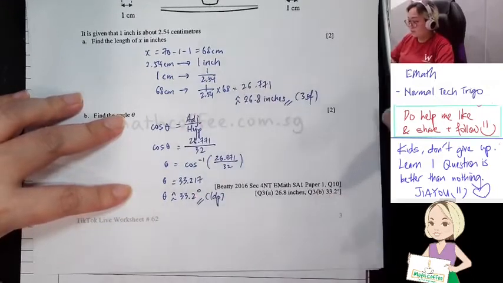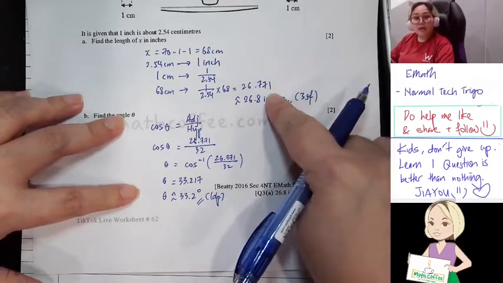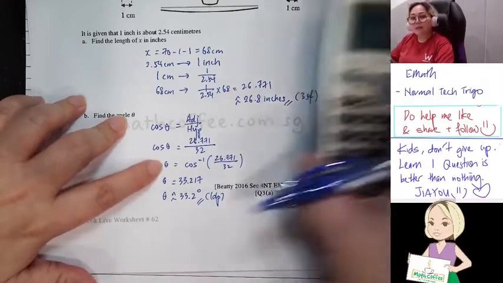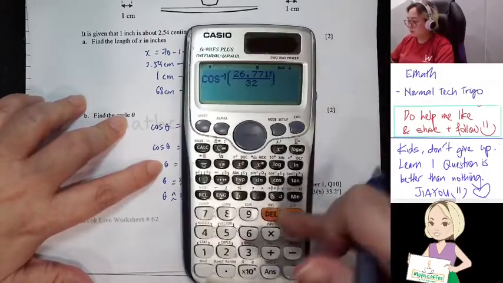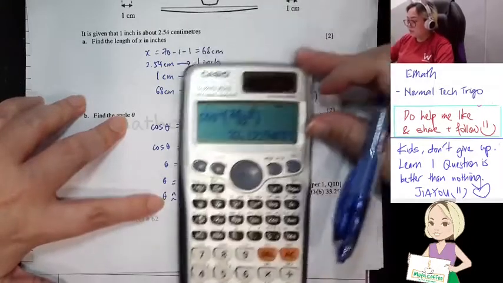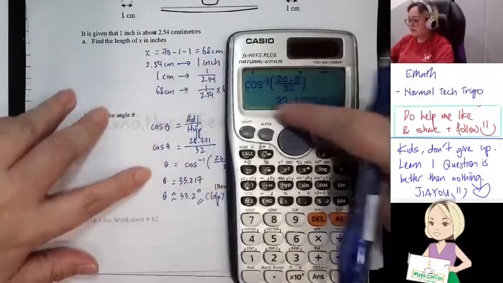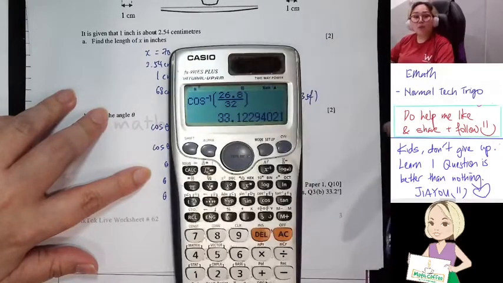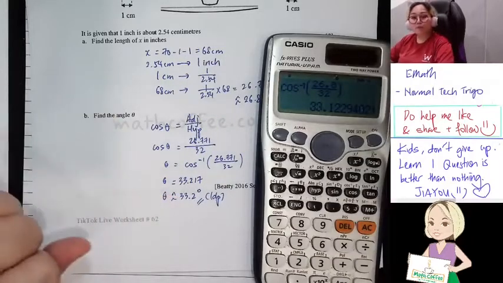Why must use 5SF instead of 3SF? You mean this one, the 26.771? You see, if I round it up, it is 26.8. Sometimes it will show the difference, sometimes it will not. Let me see if I put in the rounded off one. You see, if I use the rounded off 26.8, my angle is 33.122. And if I round off to 1 dp, my answer is 33.1, which is not correct because the answer should be 33.2. Do you see that?